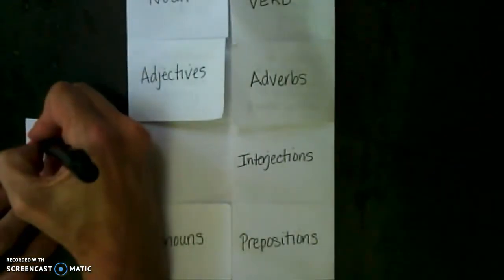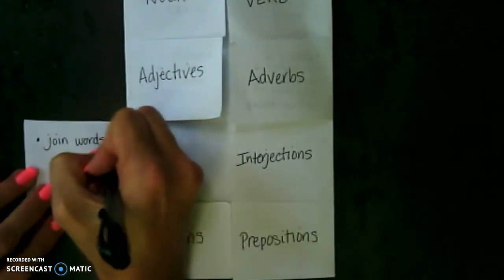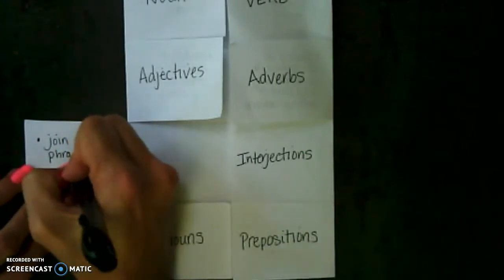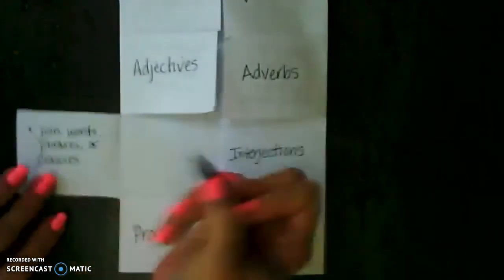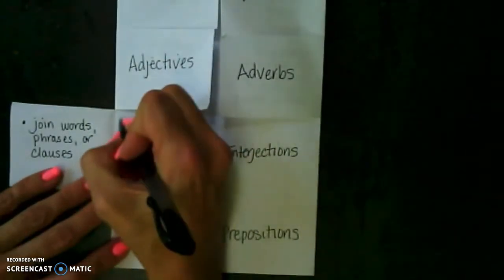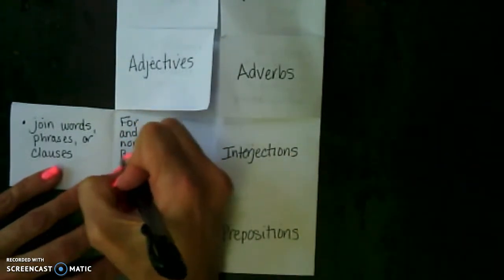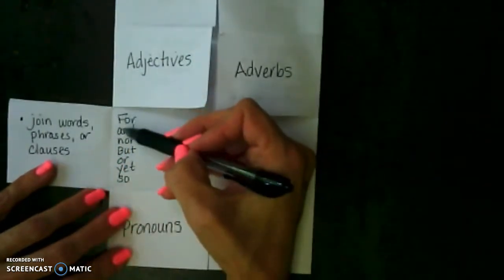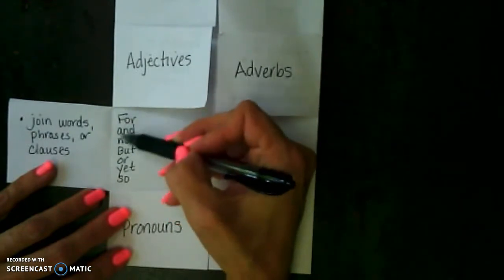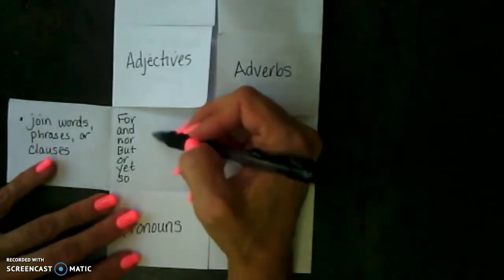All right, now we're going on to conjunctions. And conjunctions join words, phrases, or clauses. And of course, we have our fanboys here. For, and, nor, but, or, yet, and so. See how the first letter forms fan, boys. And those are what we call coordinating conjunctions, and they are used in compound sentences.